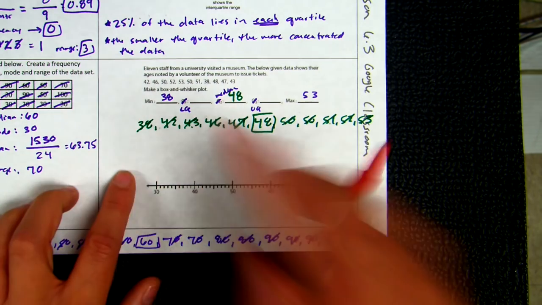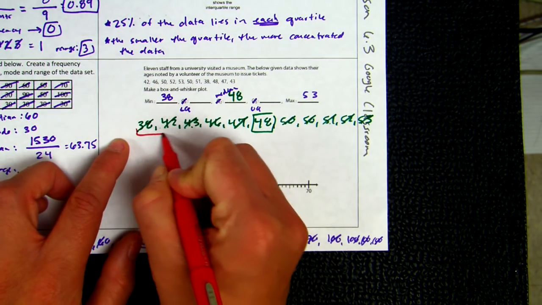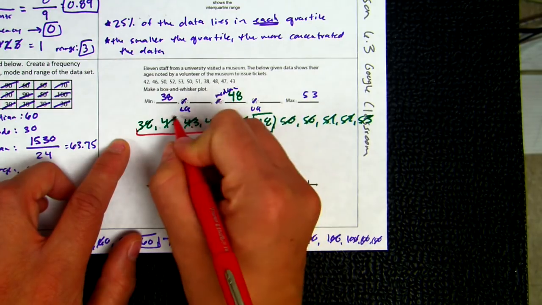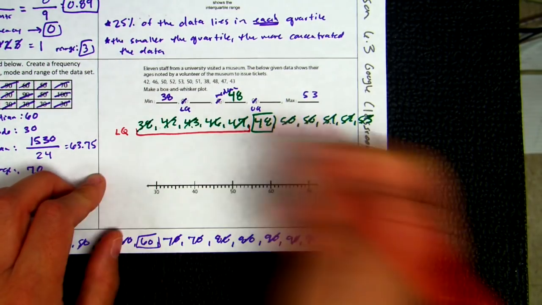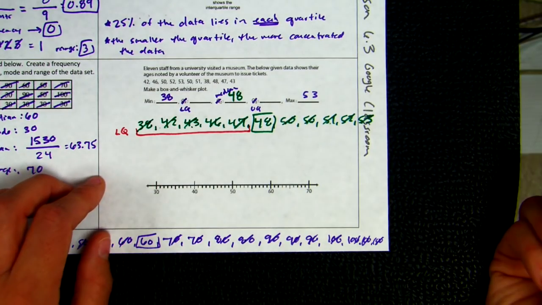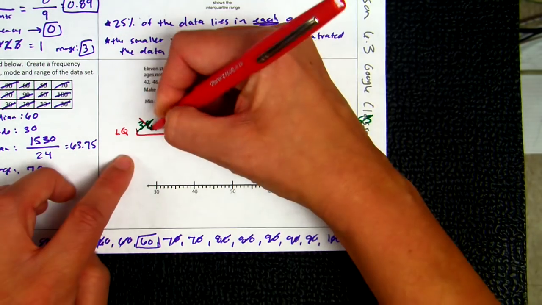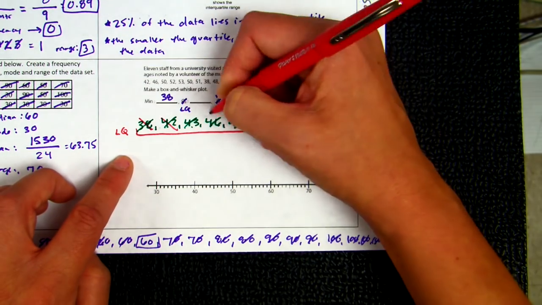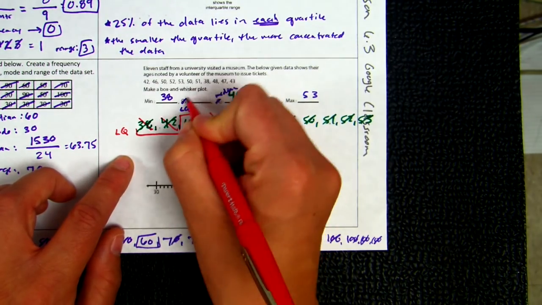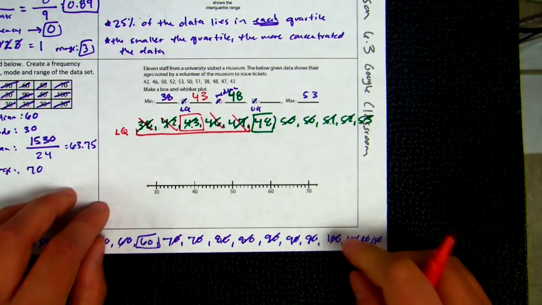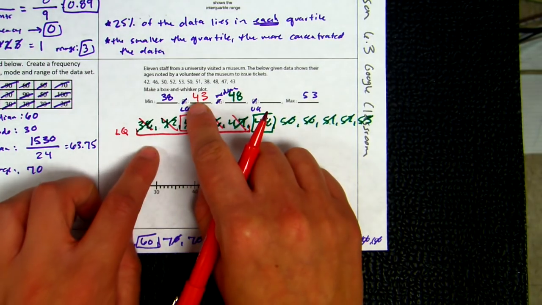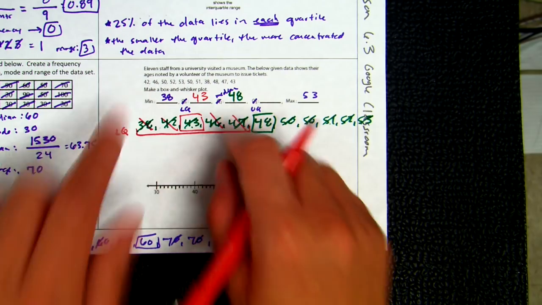Now that sounds tricky, but essentially, for your lower quartile, you're just going to find the median of these values. So cross one here, cross one here, cross one here, cross one here. My lower quartile is 43 because it is halfway between my minimum and my median.